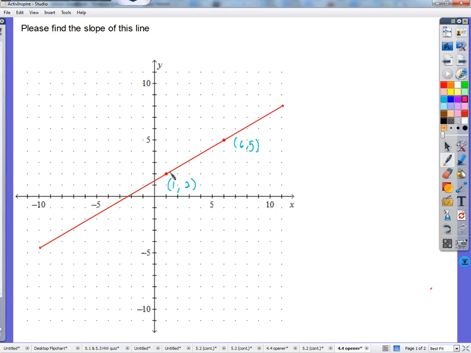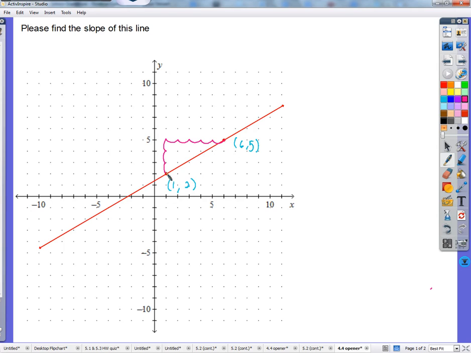Okay, so to find the slope, you went up 3, and then you counted over 5. That's exactly what the slope is, right? You counted the rise and you counted the run. Okay. So we definitely can do that, and that is correct. We just want to probably reiterate something that you heard before.